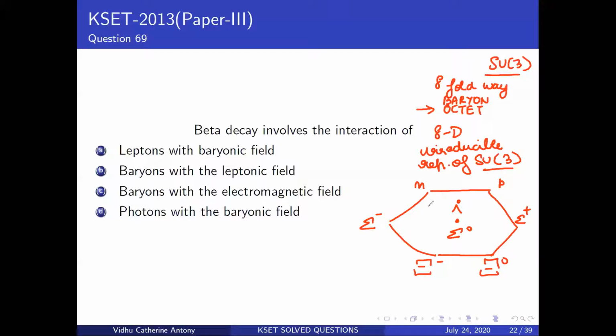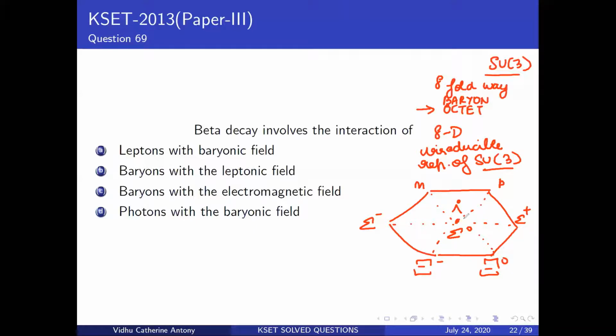Similarly, there's something called the baryon decuplet, and there's also another thing called the meson octet. The thing is that it's easy to find out different properties of these particles that you have here.